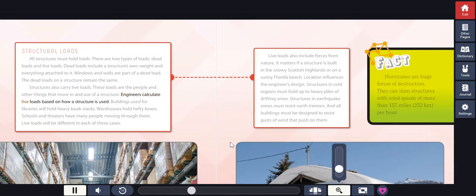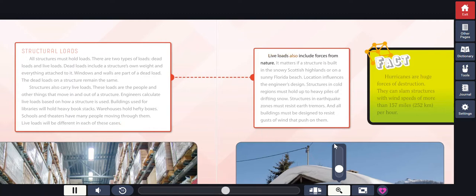Engineers calculate live loads based on how a structure is used. Buildings used for libraries will hold heavy book stacks. Warehouses hold hefty boxes. Schools and theaters have many people moving through them. Live loads will be different in each of these cases.